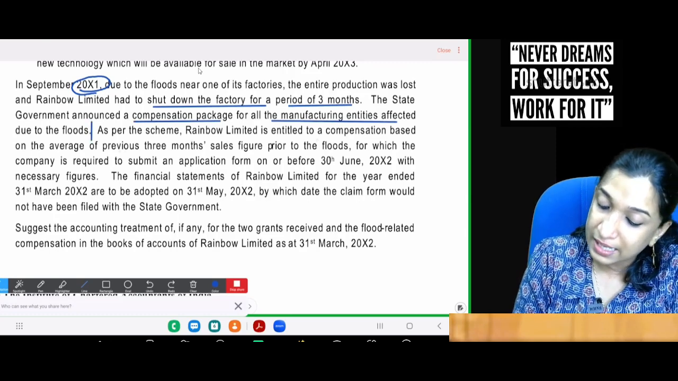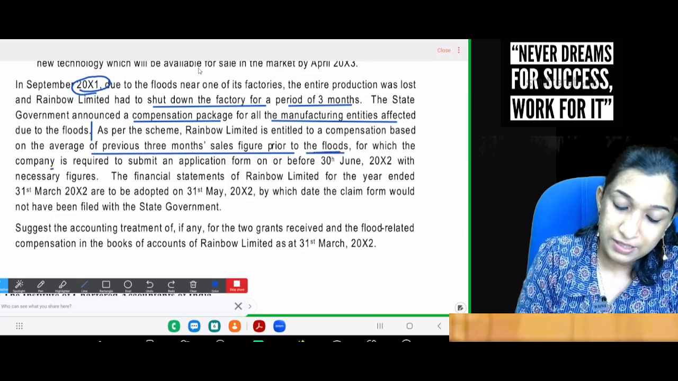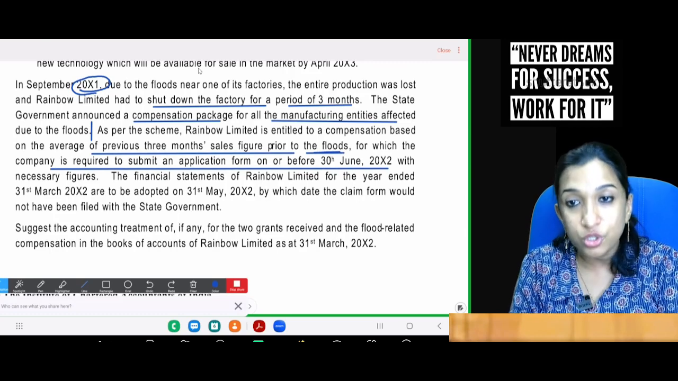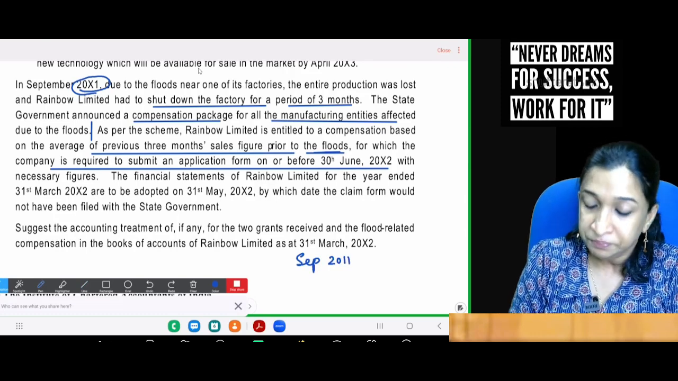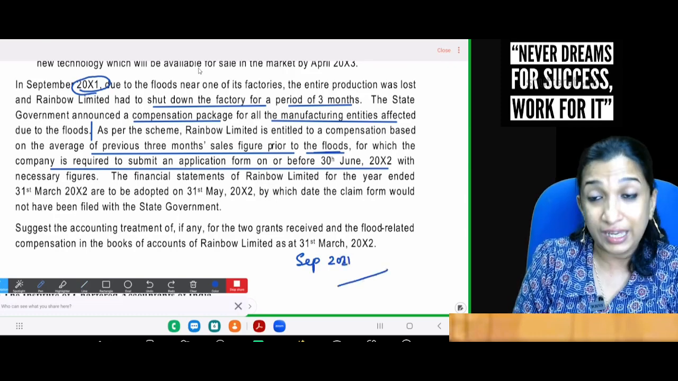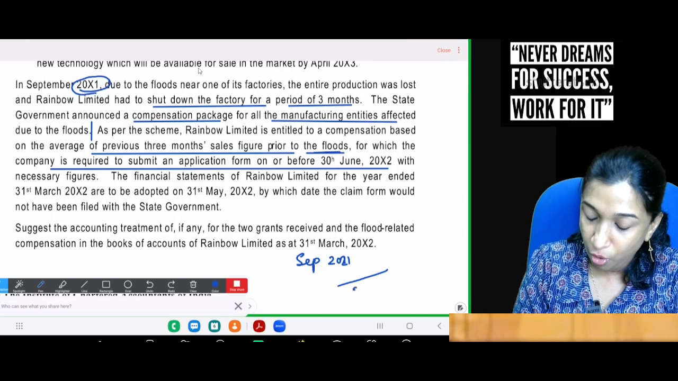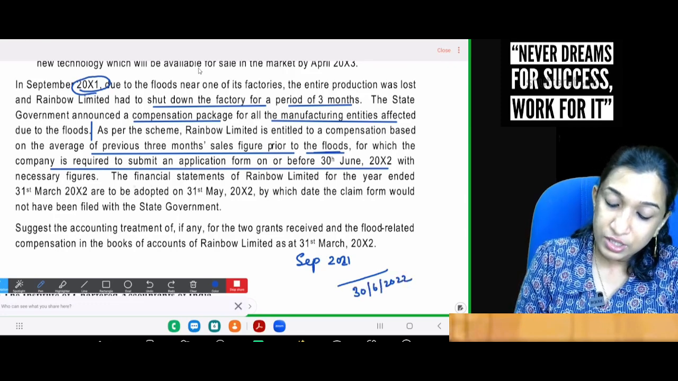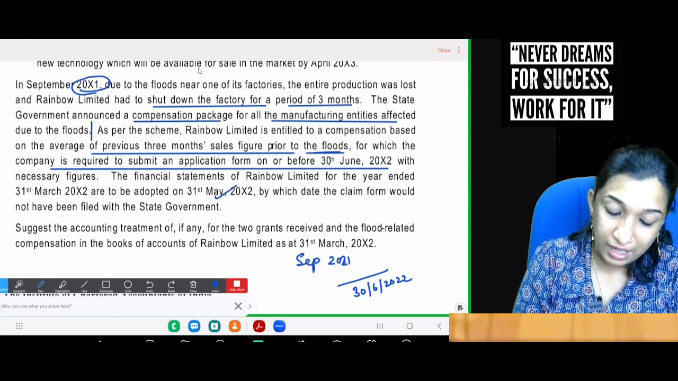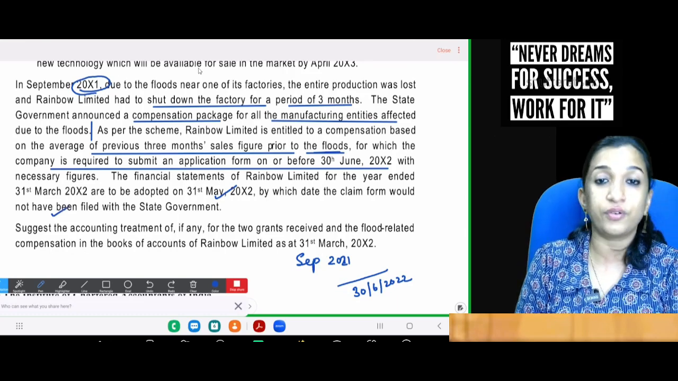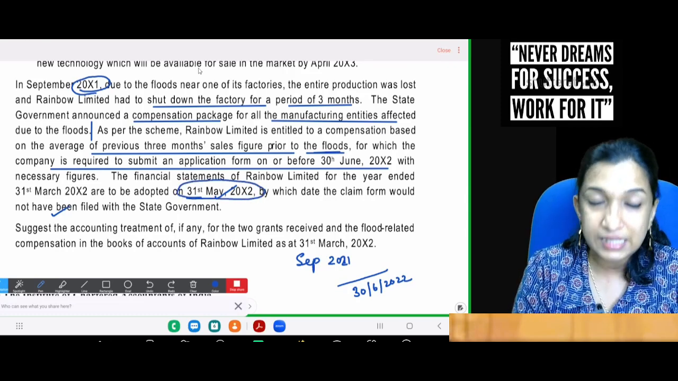As per the scheme, Rainbow Limited is entitled to a compensation based on the average of the previous 3 months sales figure prior to the floods, for which the company is required to submit an application on or before 30th June 2012. So there was a flood in September 2011, or let's take 2021, where for getting the compensation package, you need to file an application form on or before 30th June 2022. Financial statements of Rainbow Limited for the year ended are adopted on 31st May, by which date the claim form would not have been filed with the government. Suggest the accounting treatment. Okay, so you are closing the financials on or before the approval date of 31st May.